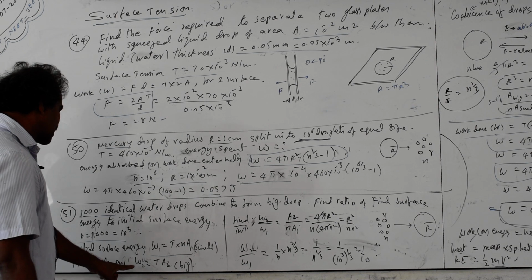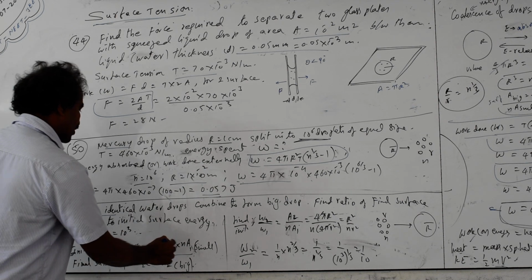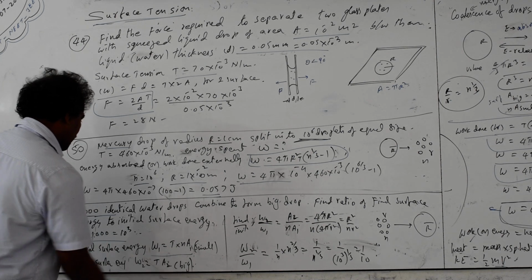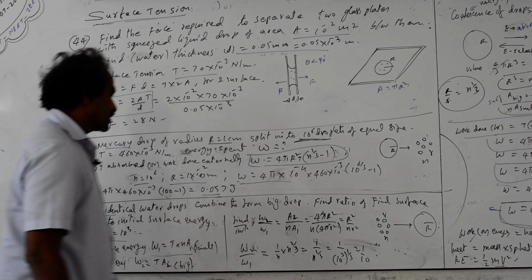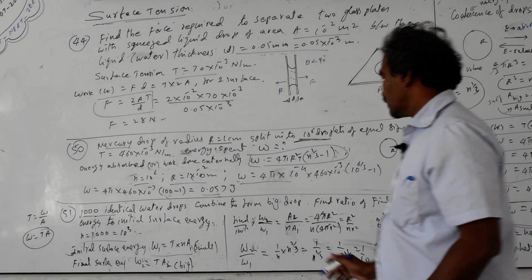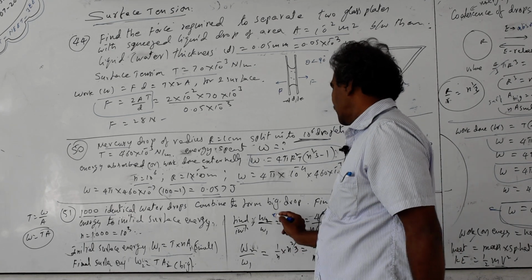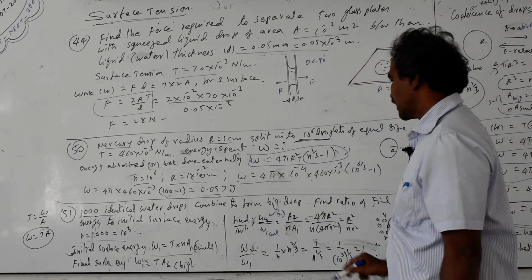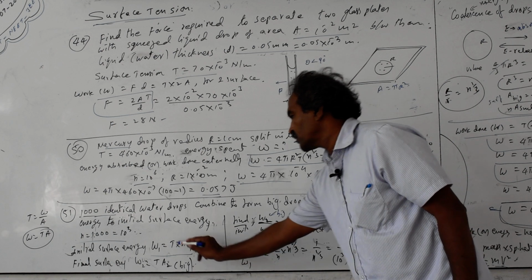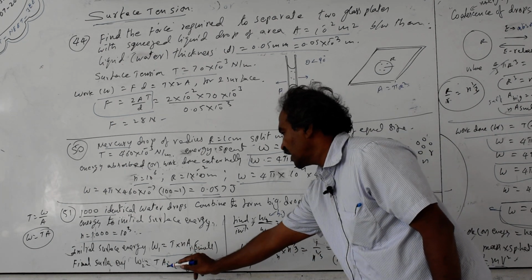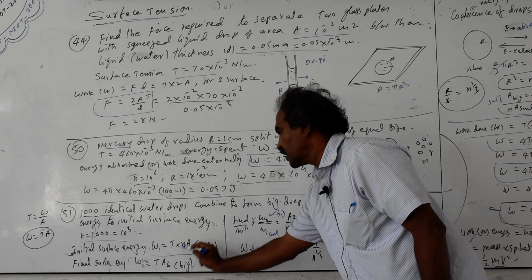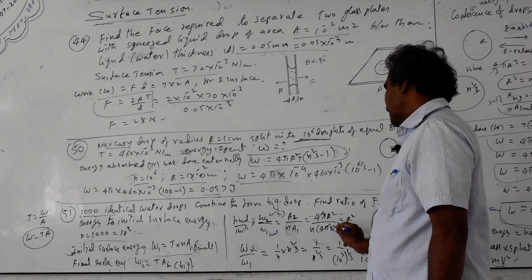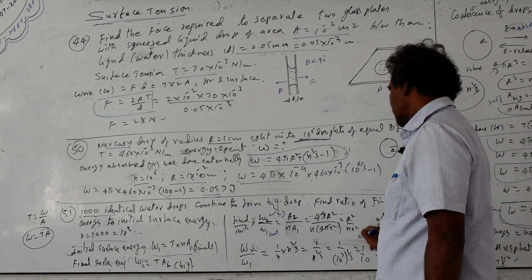And the final surface energy, since the small droplets are combined to form a big drop, is for the bigger one: surface tension into area. Coming back to this relationship, what is asked is final by initial, that is the bigger one by the smaller ones. The area of the bigger one is A2. If you take the ratio of these two, T cancels, the surface tension cancels. So what you get here is A2 by nA1. A2 for the bigger one is 4 pi R square and for the smaller one is 4 pi small r square. 4 pi cancels, giving capital R square by n r square.